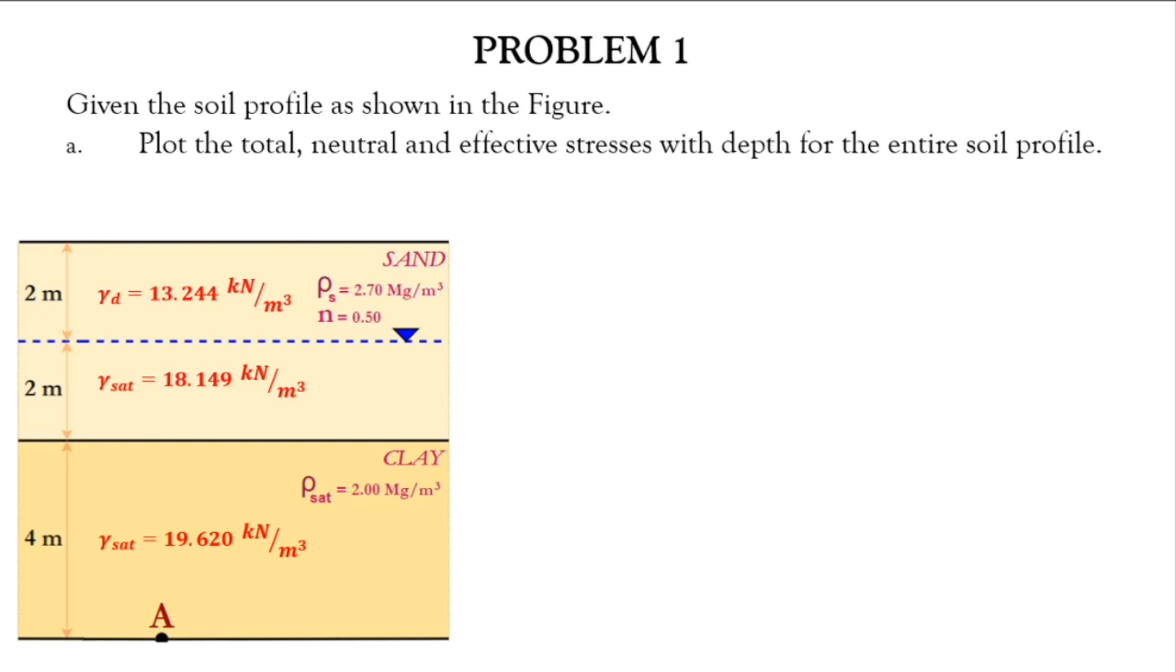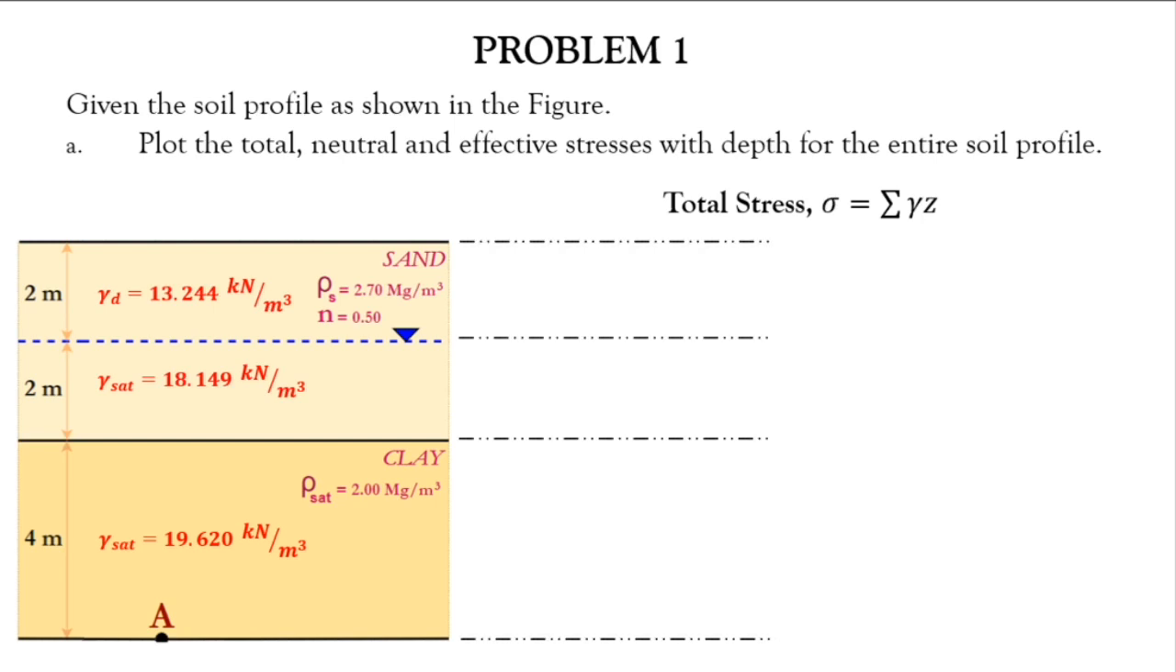So, let's start. Of course, total stress first. It is just the summation of the stresses above a certain point. Let's start with point 1. Let's say this is point 1, this is point 2 at the interface at the groundwater table, and point 3 is the interface between the sand and clay, and let's say this is point 4, just below the clay layer.